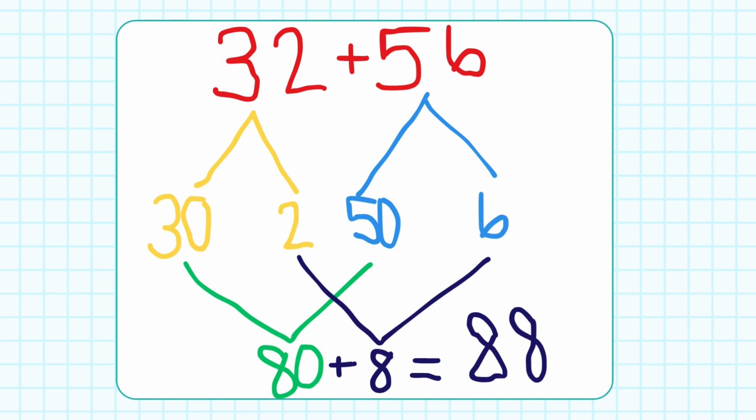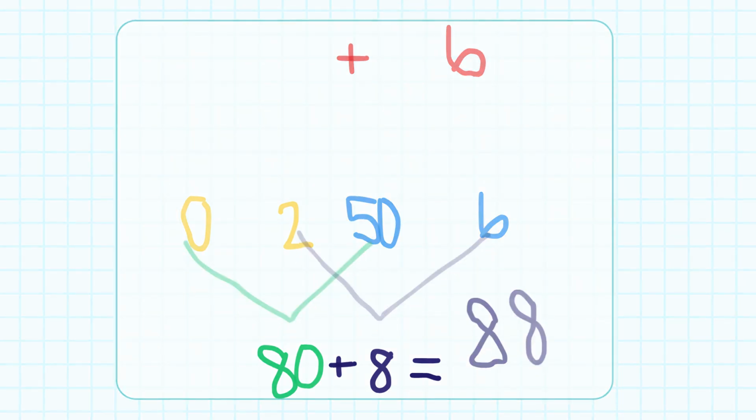And then we will add our 30 and our 50, and we see this in the green, that gives us 80. And then we will add our 2 and our 6, and we see this in the dark blue, and that gives us 8. And then when we add our 80 and our 8, that will give us our total of 88.